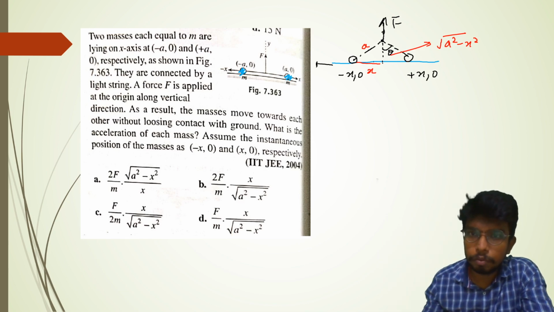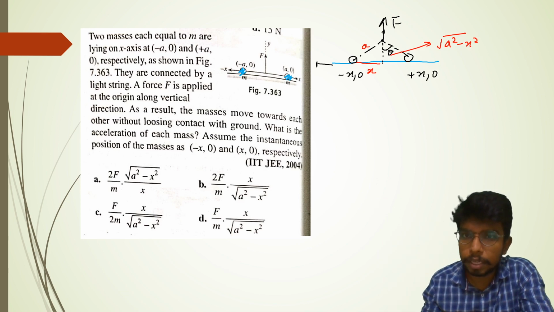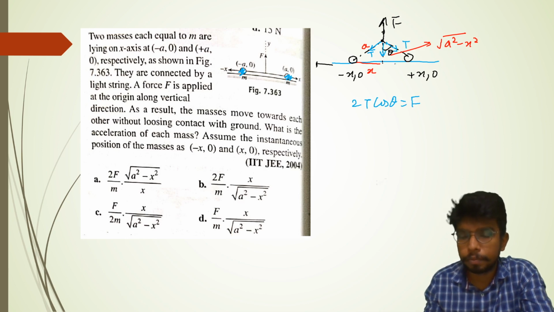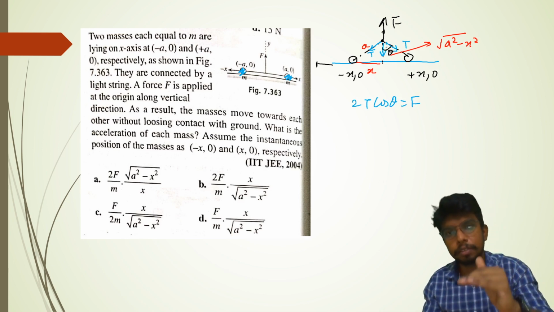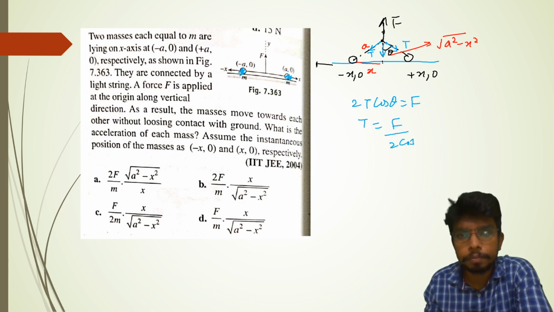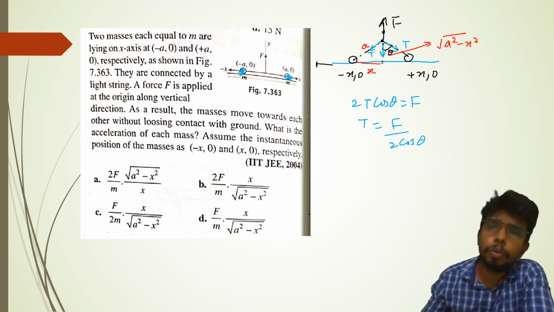If we mark this particular point, then we have one tension in this direction, and another tension will be the same here, so T cos theta each. So 2T cos theta will balance F, which means 2T cos theta is equal to F at this point. So effectively T will come out to be F over 2 cos theta. This is the tension.